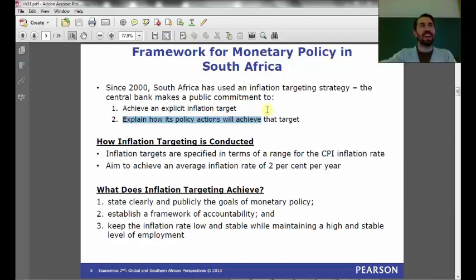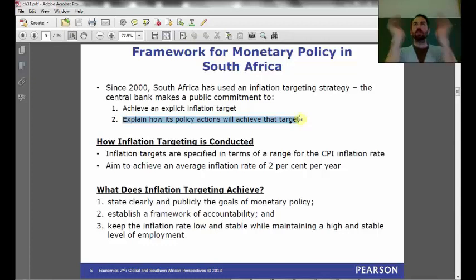Why does it want to communicate? Because it wants to try and influence expectations. It's important for people's expectations to match reality, to avoid things like an inflationary spiral, okay? And to avoid redistribution of incomes or redistribution of wealth when expectations don't match actual inflation, actual reality. So the Reserve Bank helps to try and guide those expectations by clearly communicating what it sees happening and what it's going to do to make sure that it achieves a target.